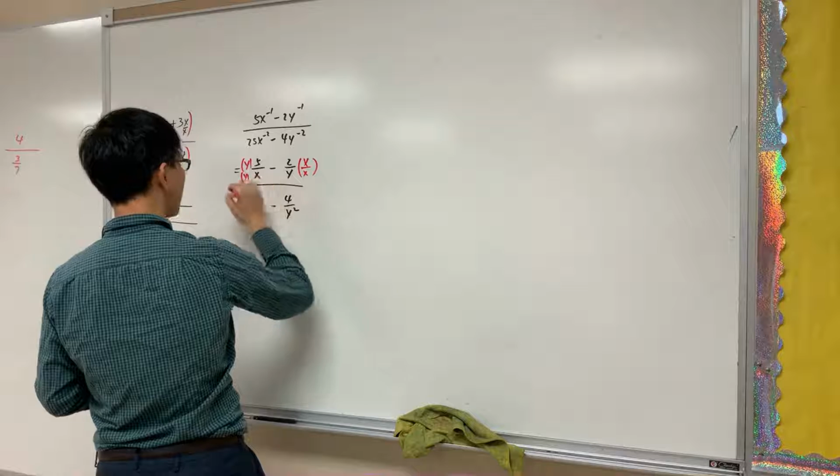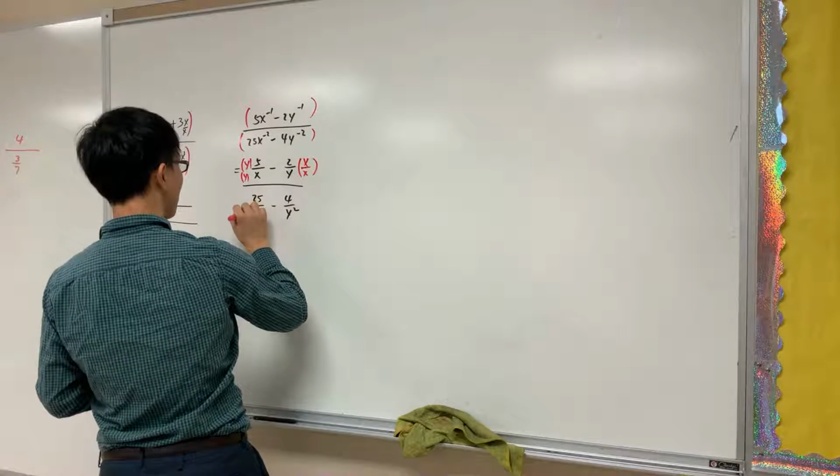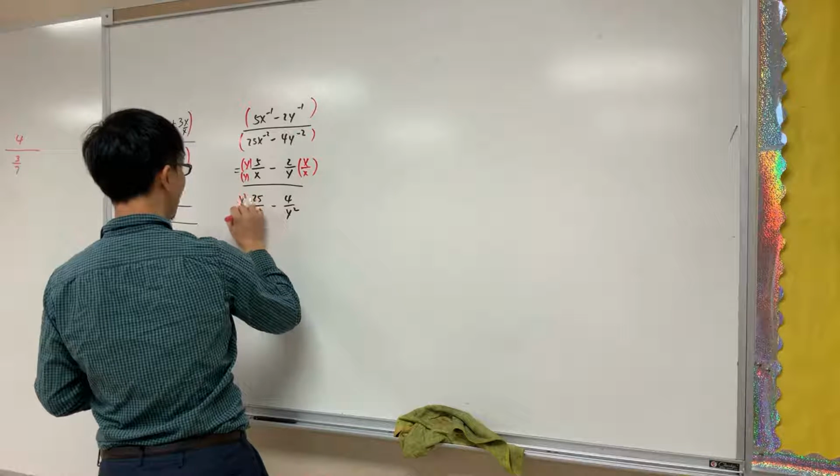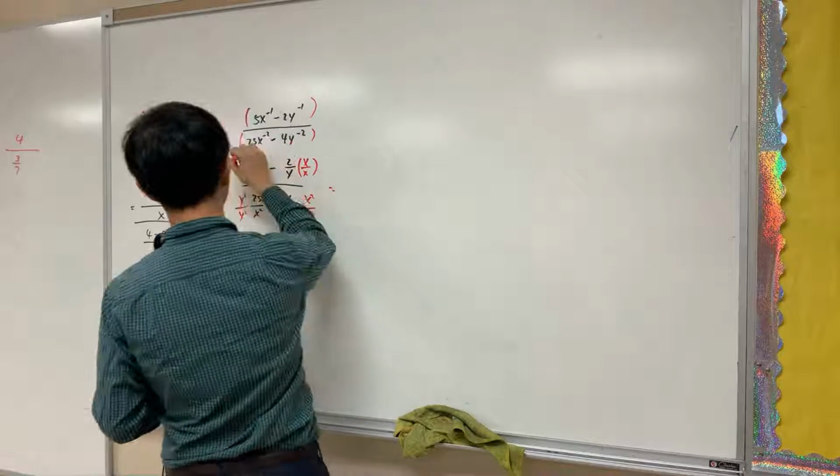And this one is what? Oh, I forgot to put a parenthesis. Make sure you put parentheses. And this one is what? y squared over y squared. And this is x squared over x squared. Now the parentheses is right here.